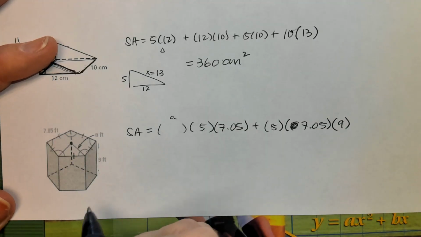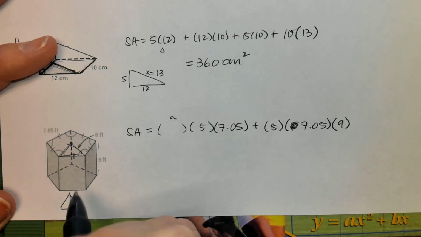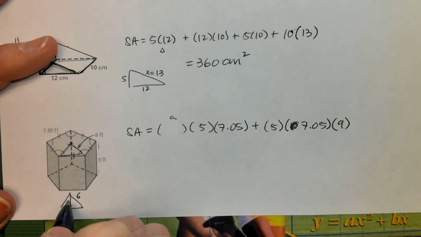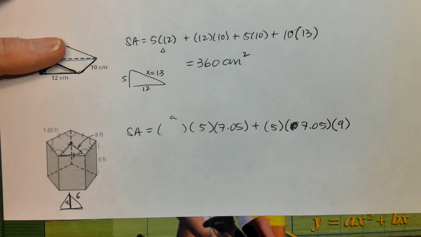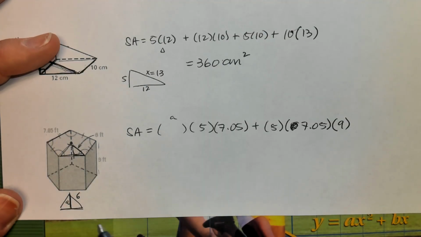So the only thing it looks like we don't have is apothem. So I'm going to retrace that triangle right here. I know that this is 6. This is my apothem, straight through the triangle. And we know this side length is 7.05. So if I take 7.05 and chop it in half, because I don't want the whole side, I just want half of this triangle, this would be about 3.525.